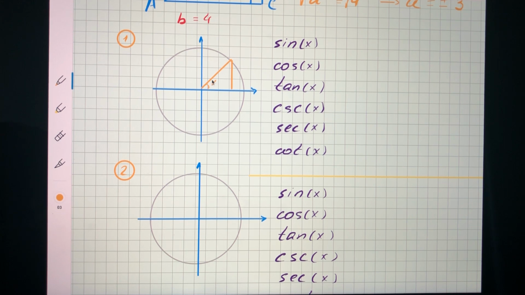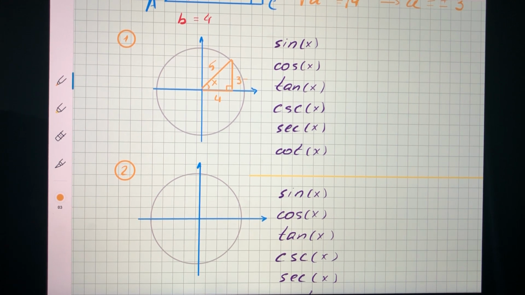And here is our angle x, the hypotenuse is 5, the adjacent side is 4, and the vertical side is 3. For this triangle, the opposite side is positive 3, the adjacent side is positive 4, and the hypotenuse is 5. So the sine is the opposite over hypotenuse. We can use SOHCAHTOA to remember it, which comes out to be 3 divided by 5.